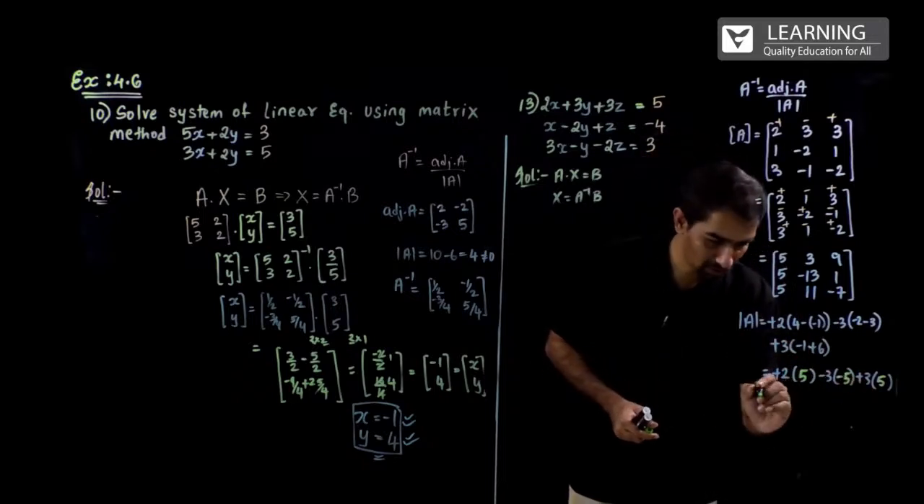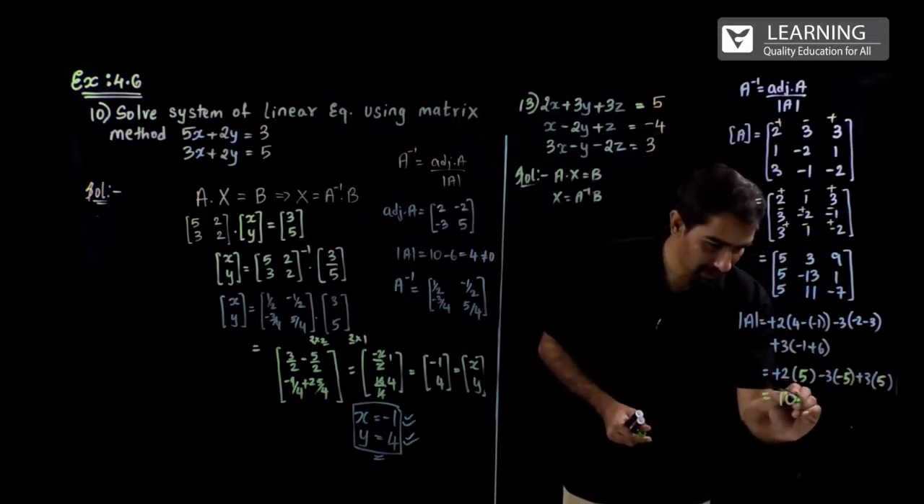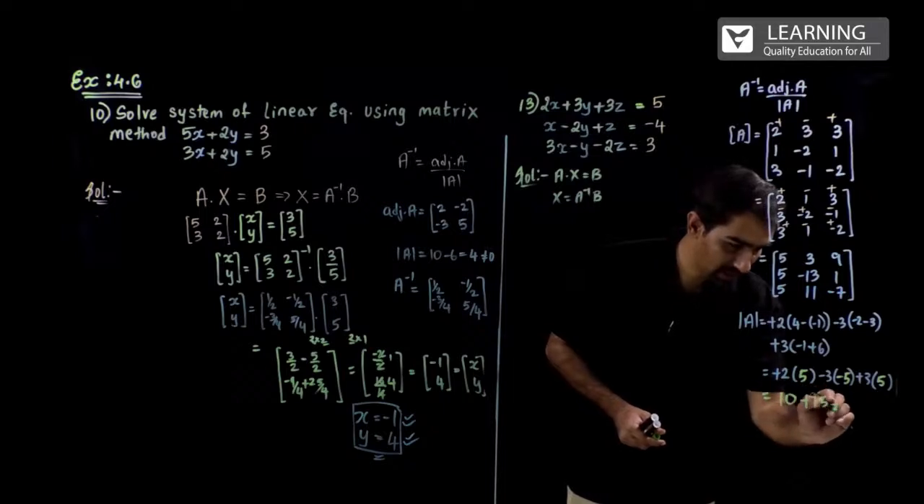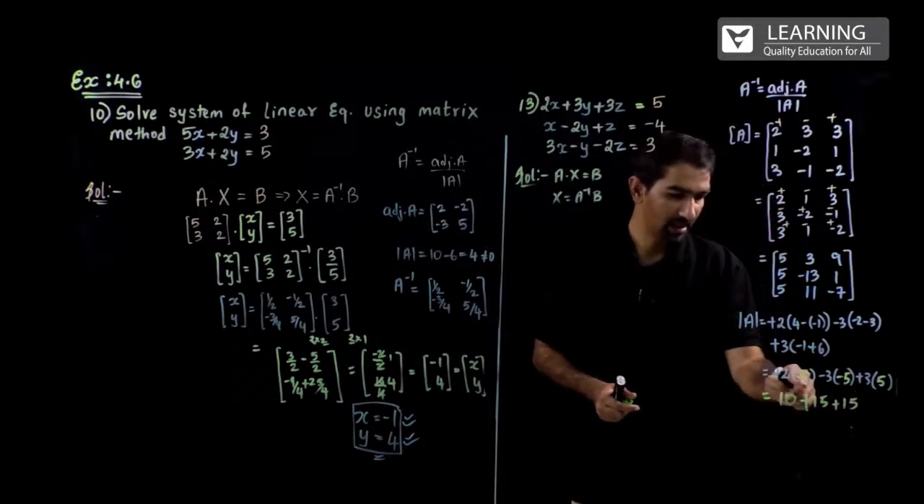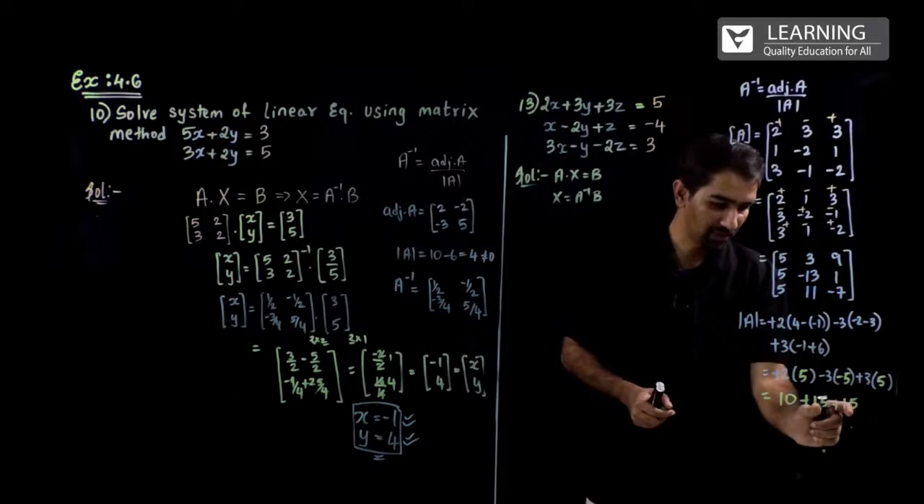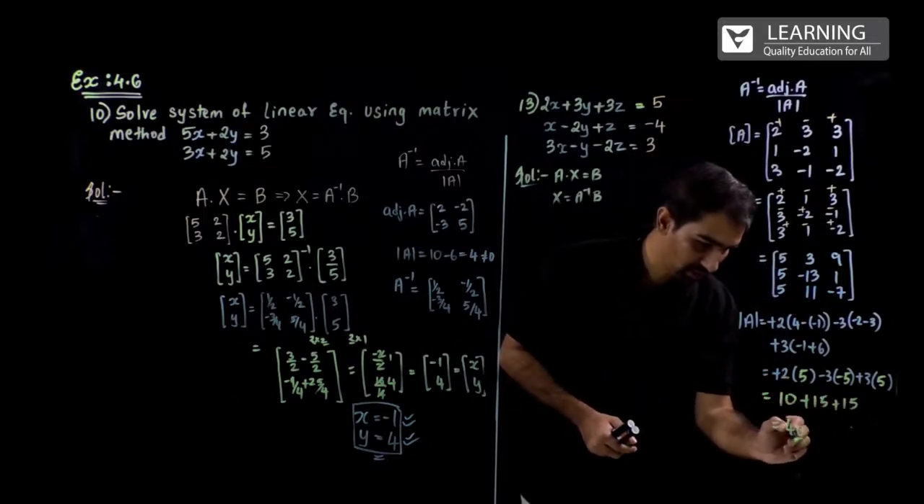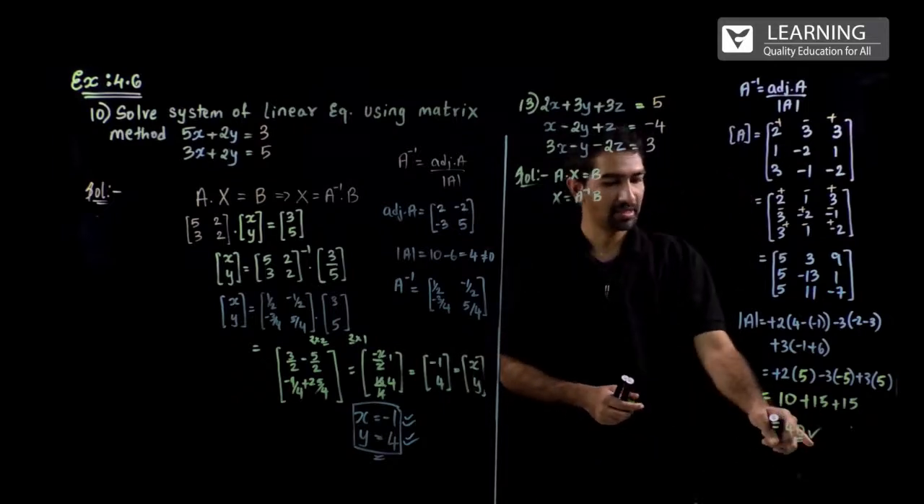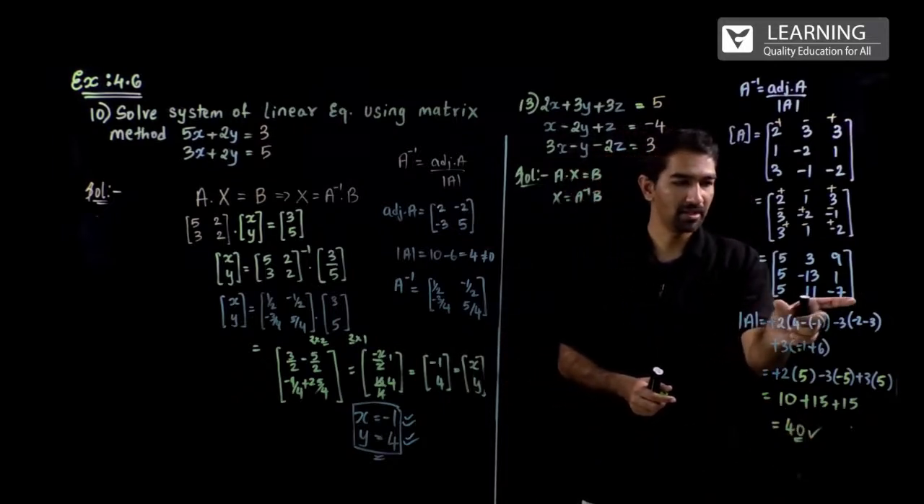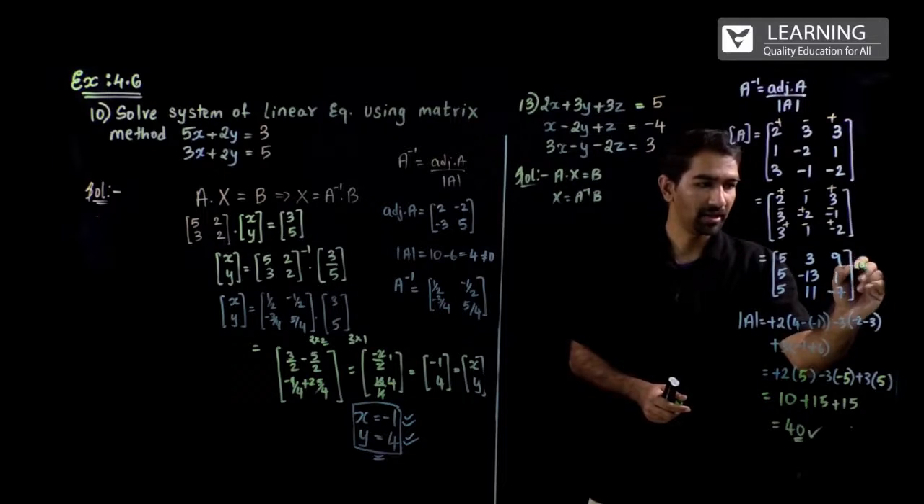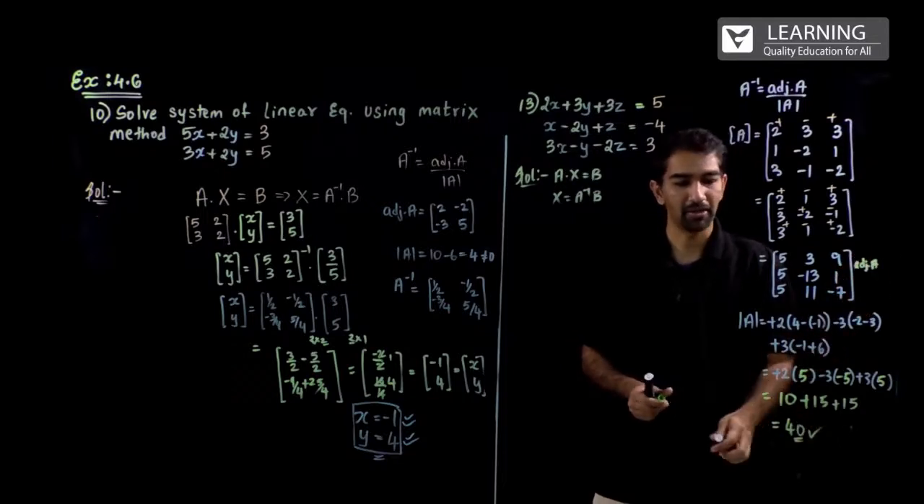So solving this further, what we'll get? This is becoming 10. This is becoming plus 15 and plus 15. Correct? 10 plus 15 plus 15. 15 plus 15 is 30. 30 plus 10 is equal to 40. What is this 40? This 40 is nothing but our determinant of A. And what is this? This is our adjoint of A. This is adjoint of A. This is determinant of A.